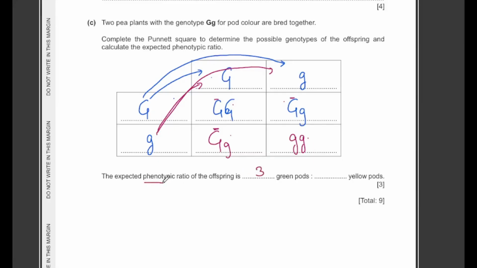Phenotype is always mentioned in the form of a number, or the presence of this genotype we mention in the form of this factor. This is genotype. Phenotype, we can write the color, or you can even write the number. So here it is 3 green pods, and how many are yellow? Only 1. So it is a 3:1 ratio. Hope this is clear now.